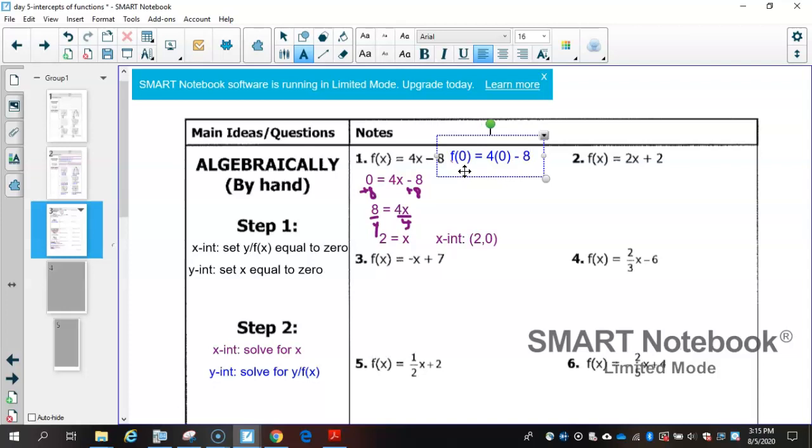The y-intercept is a little easier to solve for because in this case, we know anything multiplied by 0 is 0. So that means this is just 0 minus 8. 0 minus 8 is just negative 8. So I can say the y-intercept is (0, -8).